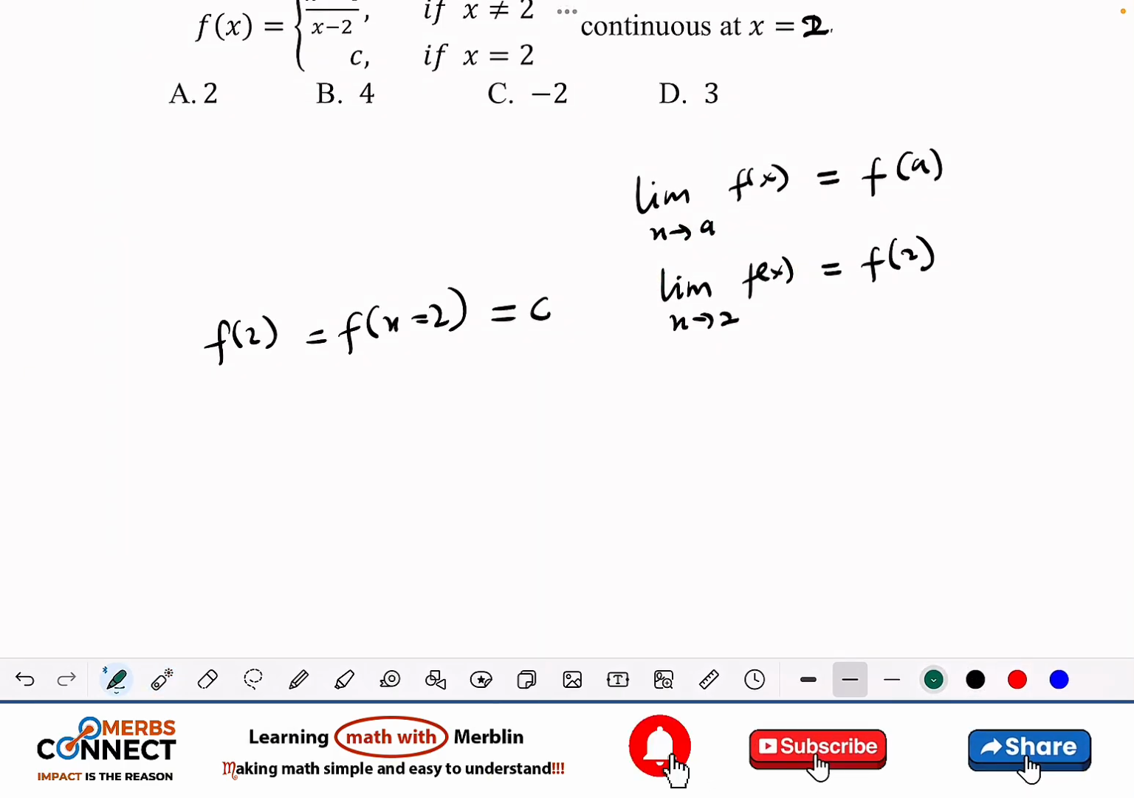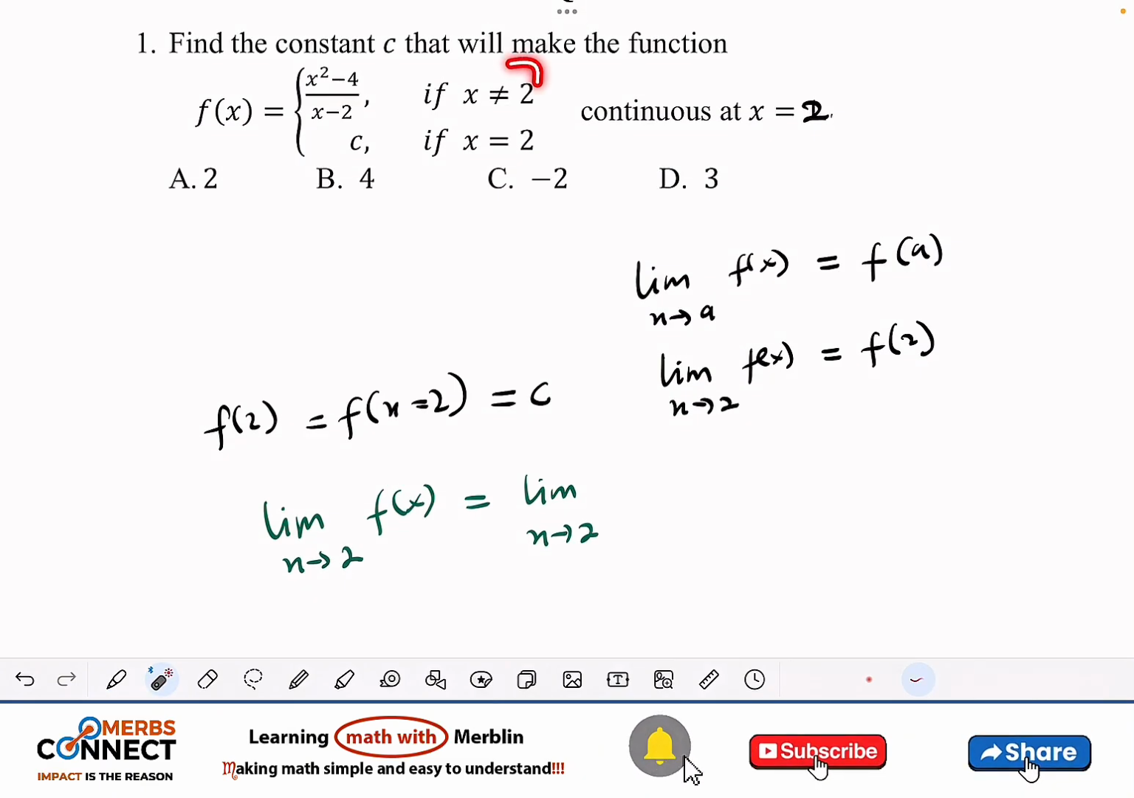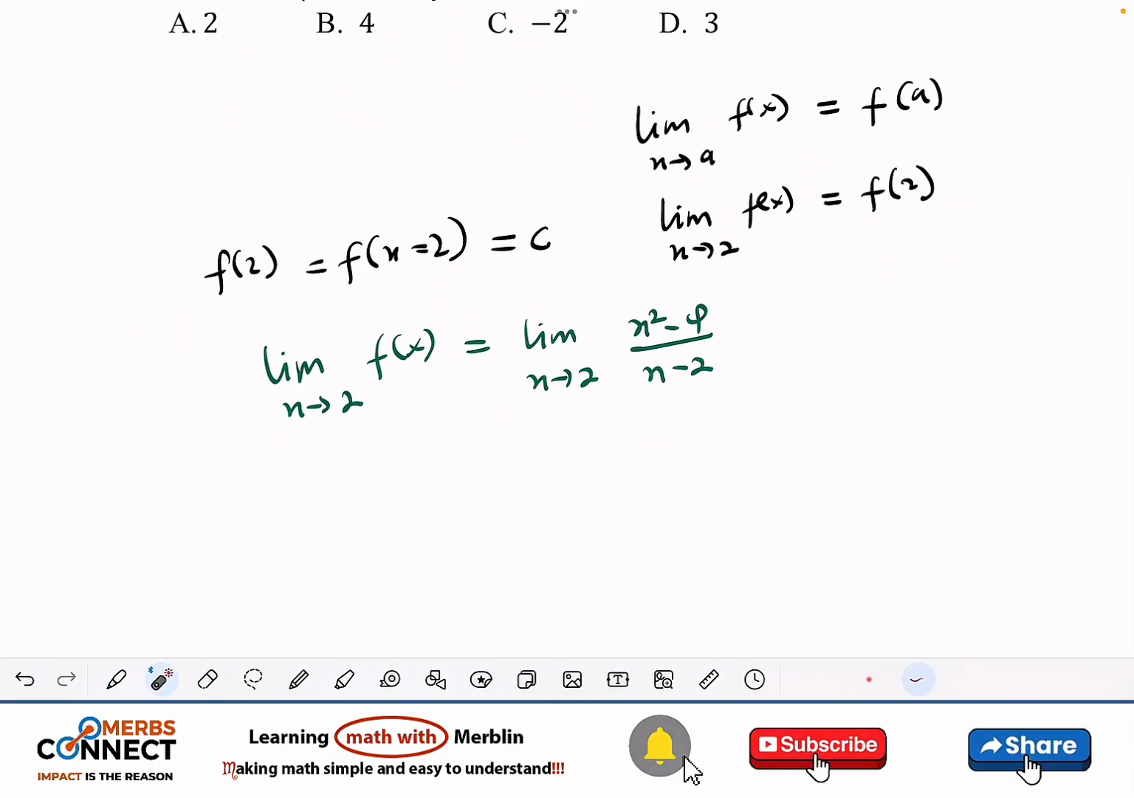Let's do that. The limit as x approaches 2 of f of x. Anytime you have this not equal to and equal to, the limit is where x is not equal to 2, so we need to use this one. We are going to have x squared minus 4 divided by x minus 2. As I said, anytime you are dealing with a limit, first try direct substitution. But if it is a rational function, look at the denominator. Putting in 2 gives 0, so direct substitution is not going to work. Let's try to simplify.